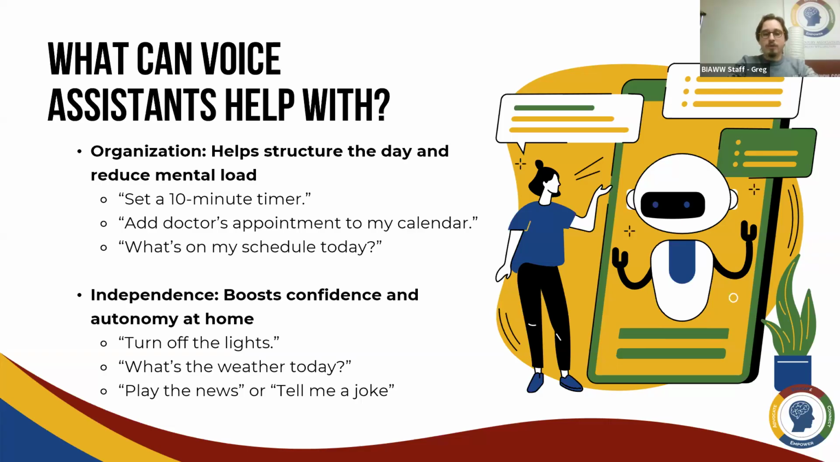And then you can also ask it what's on your schedule. So you can read out any sort of tasks you have for that day, or even important events for the next week if you want. And for independence, we see that these assistants can boost confidence and autonomy at home. So, as I mentioned, if you have those smart lights or any other smart devices, you can control them with just your voice without having to move to get to them, which is great if you have any sort of mobility limitations. So, you can have it turn off the lights, read you the weather, or just talk to you, talk about the news, tell you jokes, that sort of thing.